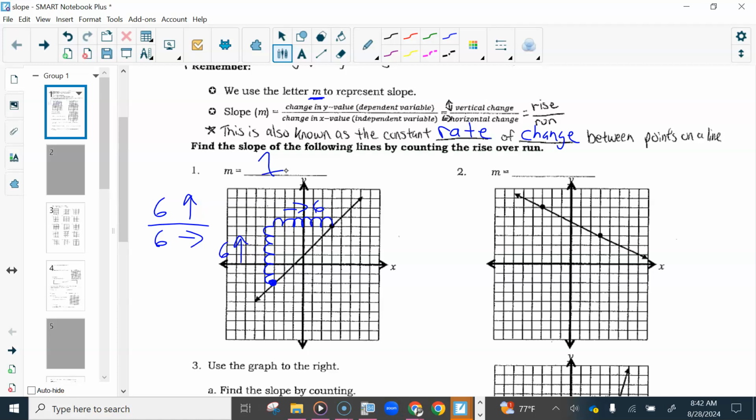After we finish this problem, I forgot to tell you to get your calculators because you'll need them. So after we finish this, you can grab them.